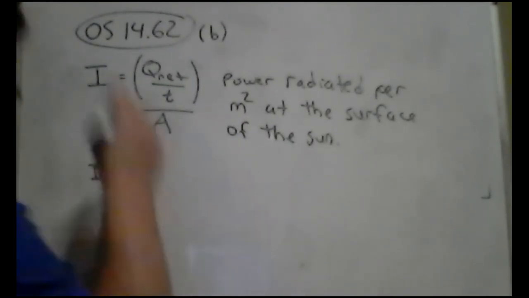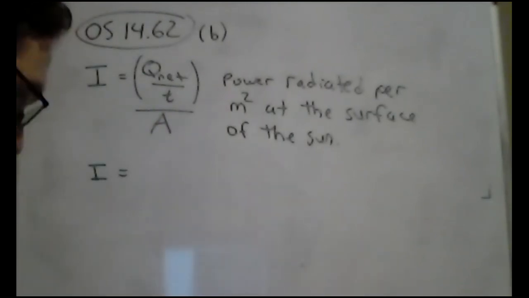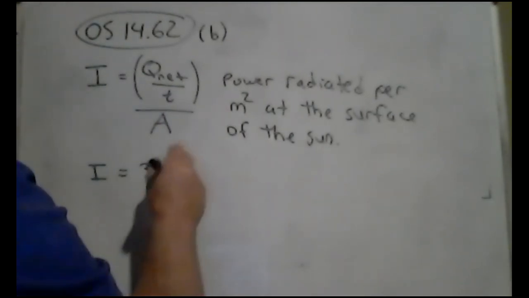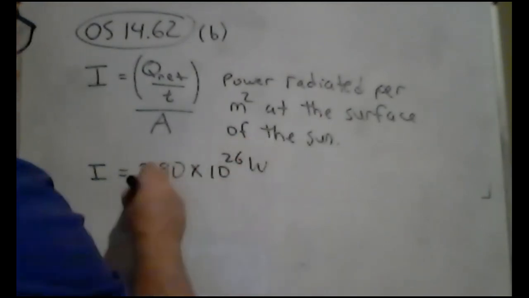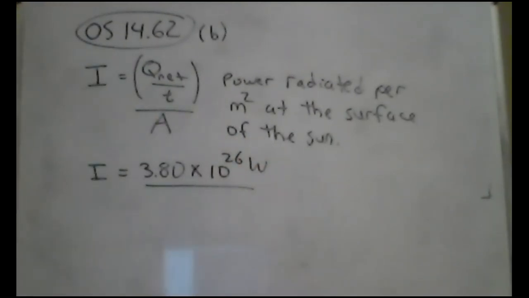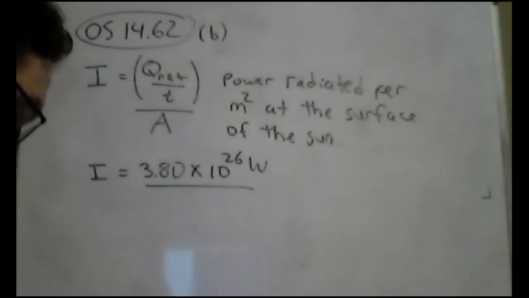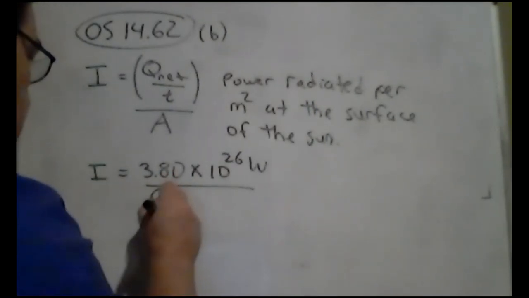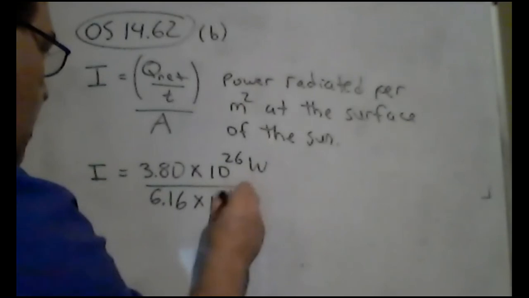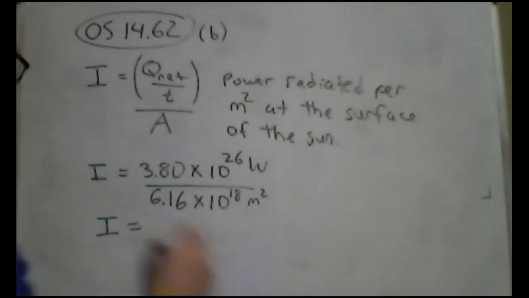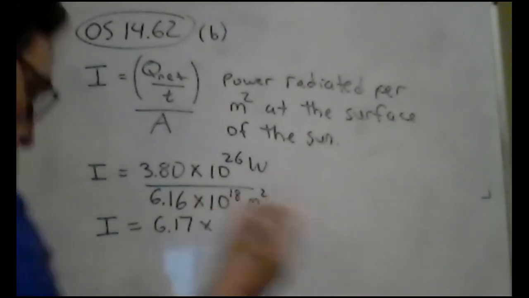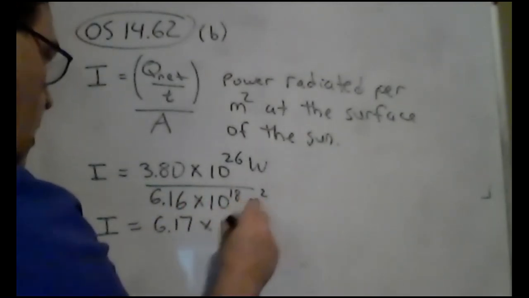So we do this. We simply write down that it's going to be 3.80 times 10 to the 26 watts. That is the power radiated isotropically from the sun. And then per what square area? Well, intensity always has that area. So again, you're talking about the surface area of the sun. We just calculated that a few seconds ago. That was 6.16 times 10 to the 18th meters squared. We find that the intensity for part B is simply going to be 6.17 times 10 to the 7th watts per meter squared.